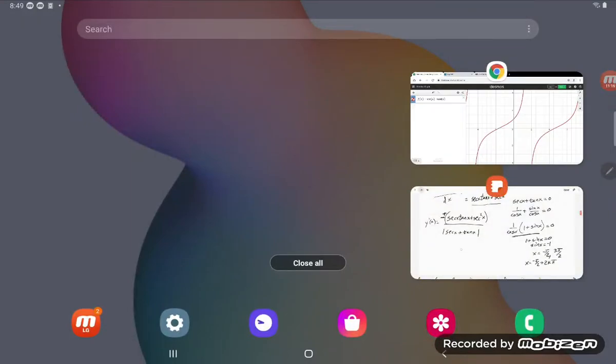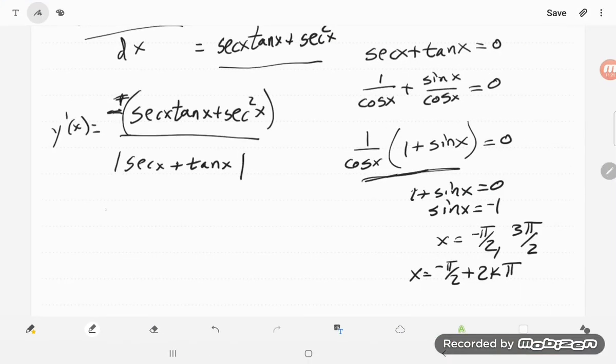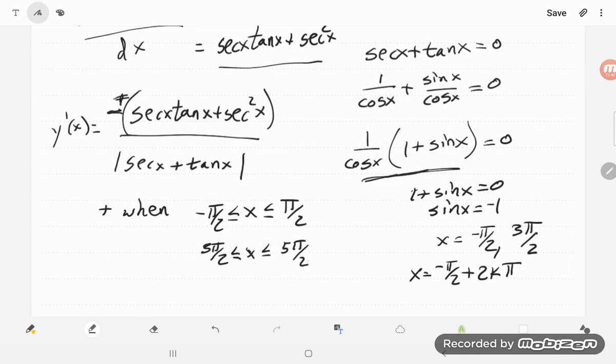So it's the plus when minus pi over 2 is less than or equal to x, less than or equal to pi over 2. Also then at 3 pi over 2 less than or equal to x, less than or equal to 5 pi over 2. And if I worked at it a bit, I noticed that I'm adding 2k pi to this from here to here.